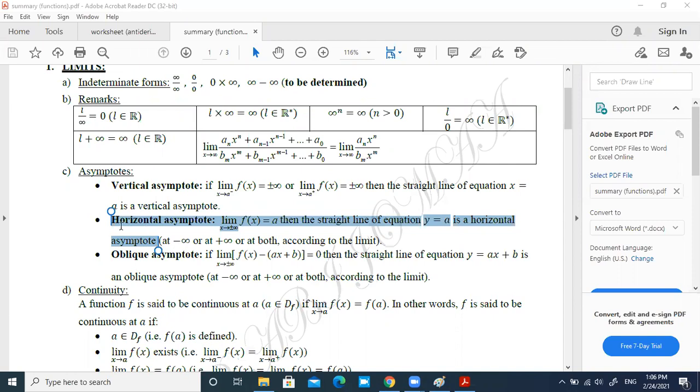I was saying horizontal asymptote. In the summary, you know this idea: when I say y equal a is a horizontal asymptote, it means that the limit as x approaches infinity is equal to this number a. Are you with me? Yes. Okay, good.